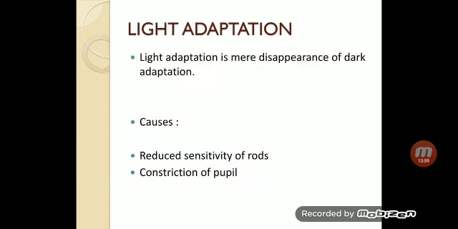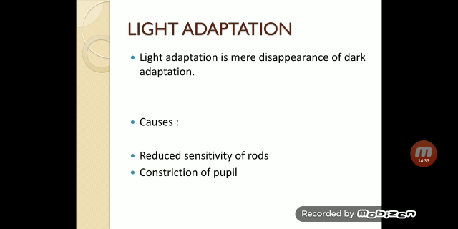Now, light adaptation. Light adaptation is the process in which eyes get adapted to increased illumination. When a person enters a brightly lighted area from a dimly lighted area, he feels discomfort due to the dazzling effect of bright light. After some time, when the eyes become adapted to light, he sees the objects around him without any discomfort. So, light adaptation is mere disappearance of dark adaptation. Maximum duration is about 5 minutes. The causes may be reduced sensitivity of rods and constriction of the pupil.